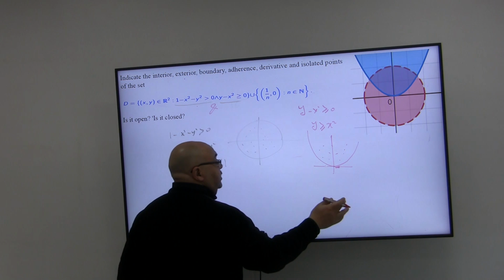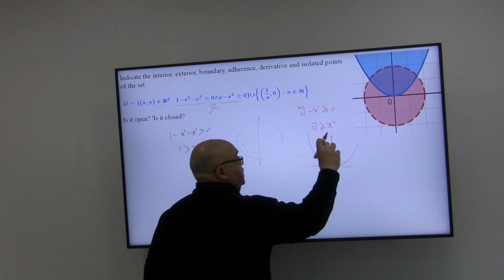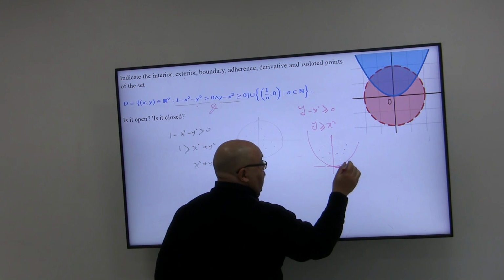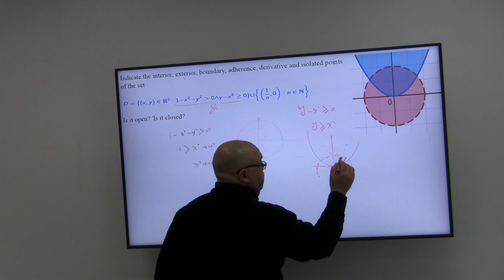If I want to get the intersection of all of this, I want the points inside the unit circle and the points inside the parabola. So I will draw the unit circle. Here is my unit circle, so this is the part I'm talking about.